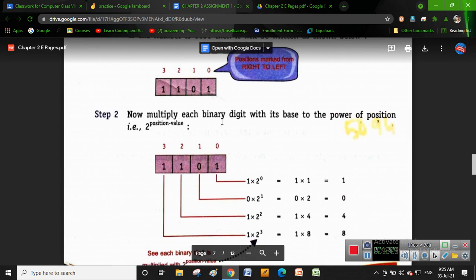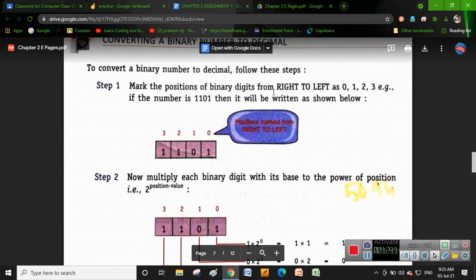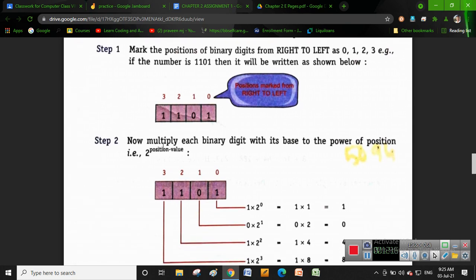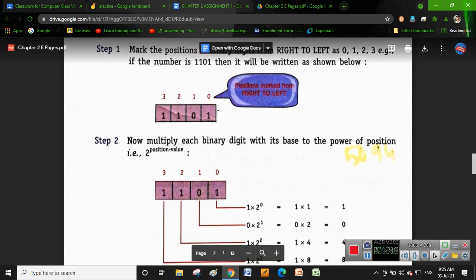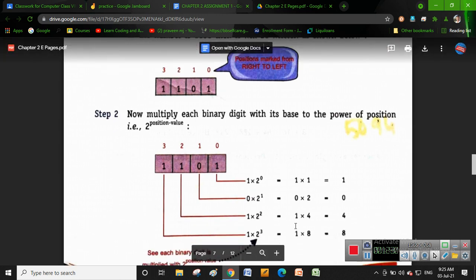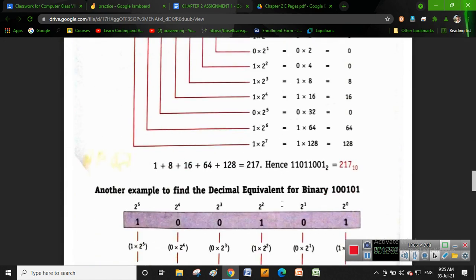Again, first we have to mark the positions of the binary digits from right to left, that is 0, 1, 2, 3. Then multiply each binary digit from the right side with its base, that is 2 to the power of the position value. So the position values are 0, 1, 2, 3, and like that you will multiply. Clear to all of you?